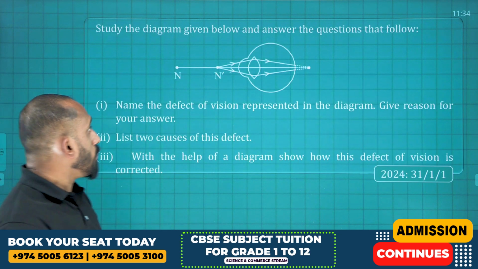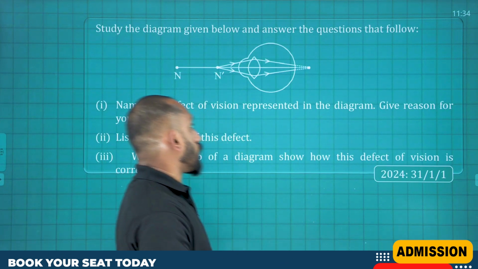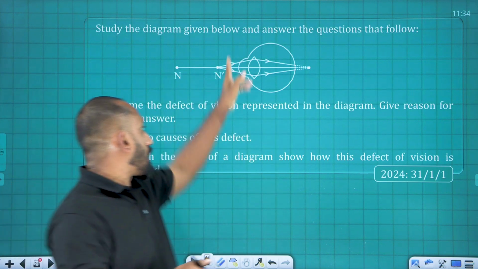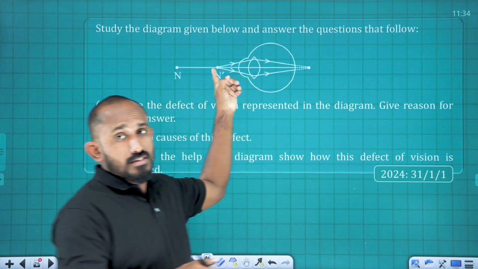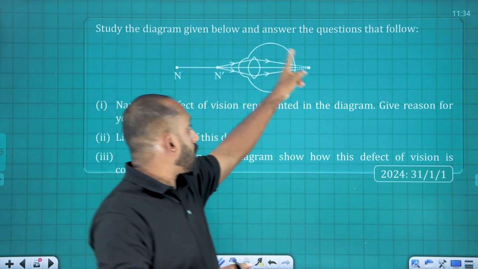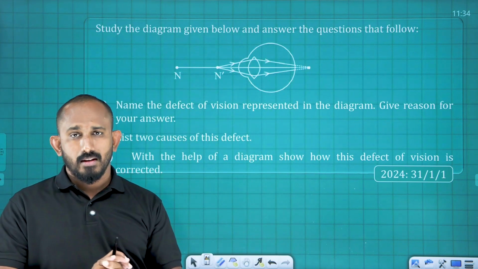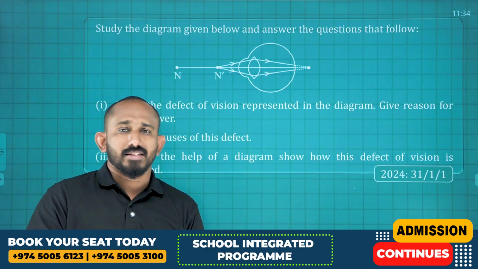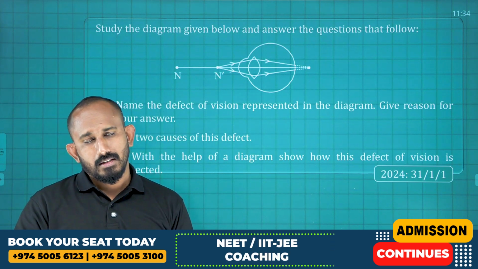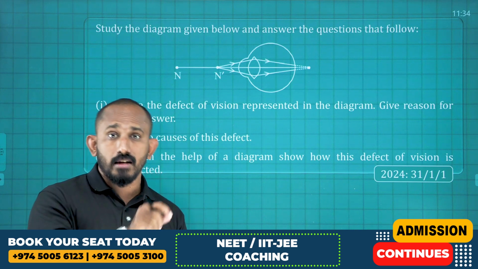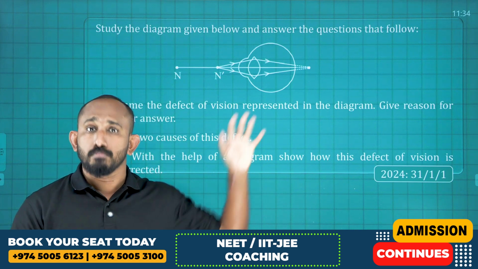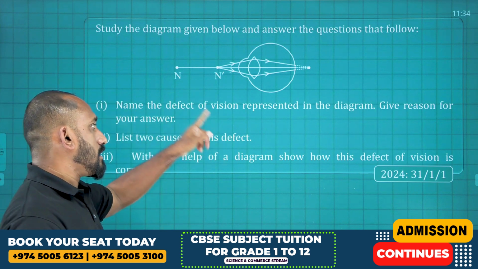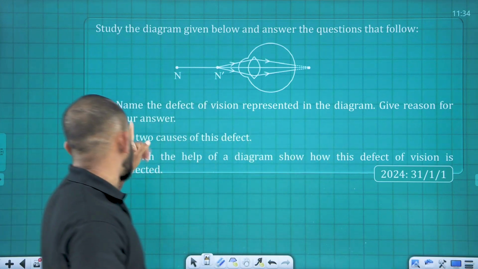Study the diagram given below and answer the questions that follow. One diagram of a defect of the eye is given. See, N dash, the eye lens is drawn. If an object is kept at N dash, then the image forms behind the retina. So the image is going behind the retina. Which defect is there? It is hypermetropia. If the image is formed in front of the retina, that is myopia. So what are the questions? Name the defect of vision represented in the diagram. Give reason for your answer.